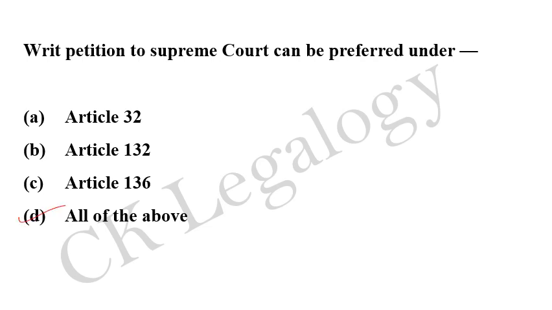A writ petition can be preferred to the Supreme Court under Articles 32, 132 and 136. Be careful with the words. I haven't mentioned here the violation of fundamental rights. The question is about the writ petition only. It's not about the violation of fundamental rights. It's about the writ petition, and the writ petition can be preferred under any of the following articles. So option D is correct.